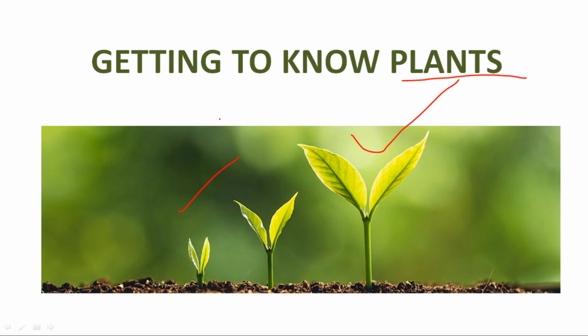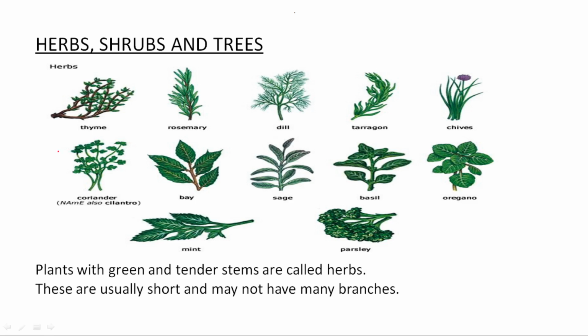Today we'll know what a plant is. You already know what a plant is, so we'll learn about plants, different types of plants, and the parts of plants. So let's see. Here you look: herbs, shrubs and trees. First we read about herbs. Three types of plants are there: one is herbs, second is shrubs and third is trees.